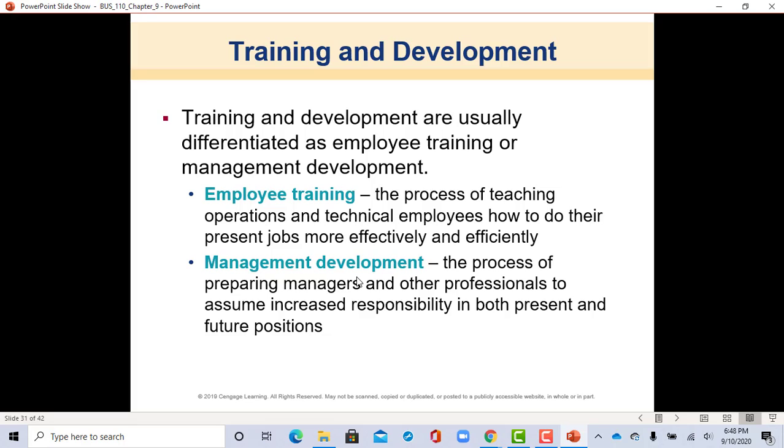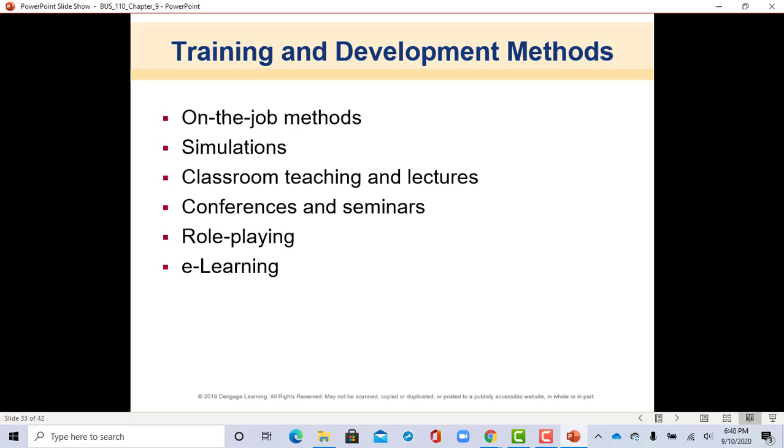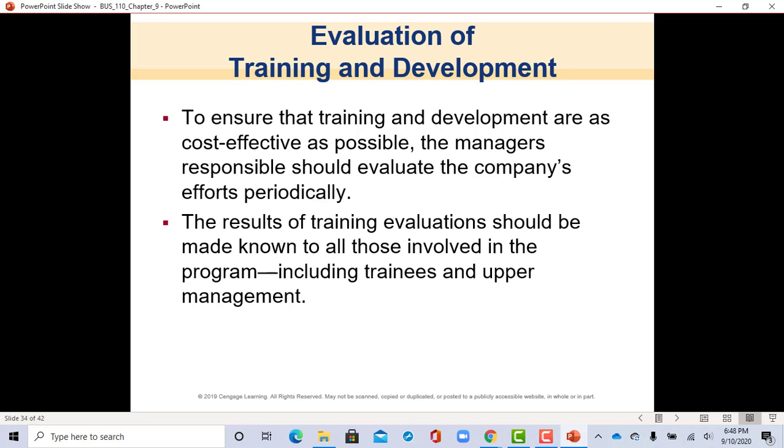So training and development. Many top managers believe that the financial and human resources invested in training and development are well worth it. Because training is expensive, it is critical that the correct training needs be identified. A number of methods are available for employee training and management development. Training and development are expensive because the training itself can be costly, and employees are not working at full productivity while they are training.